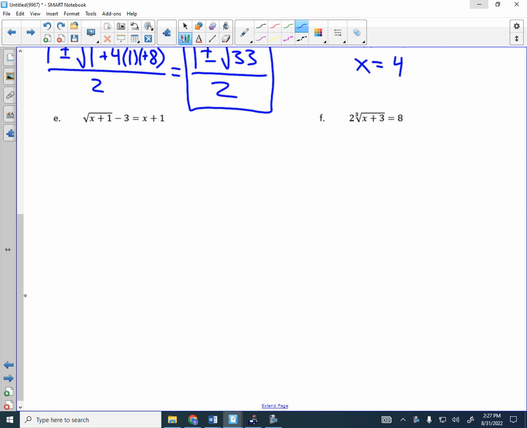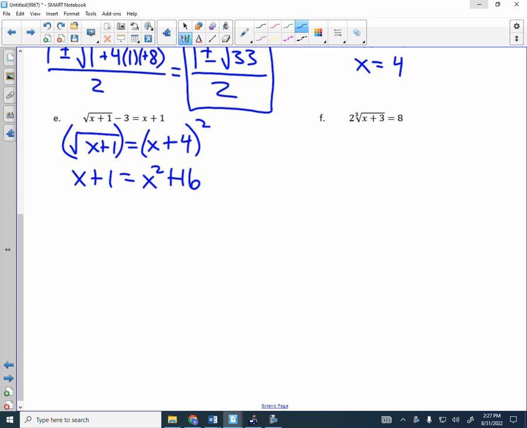Okay, move the 3 over. I got the square root of x plus 1 is equal to x plus 4. Square it. So I get x plus 1 is equal to x squared plus 16. Why? I did voodoo math again. When you square the x plus 4, you have to take x plus 4 times x plus 4. We all know that, as Kenny said, you get x squared plus 8x plus 16.